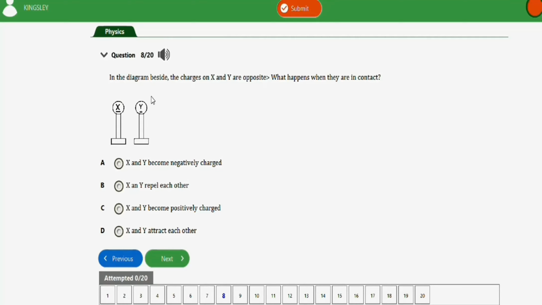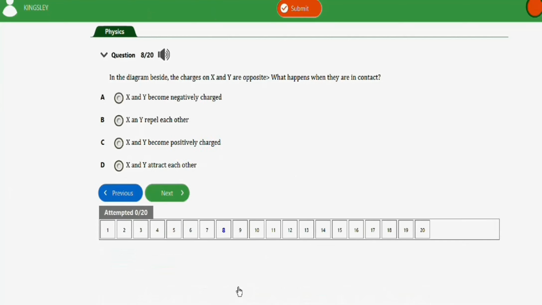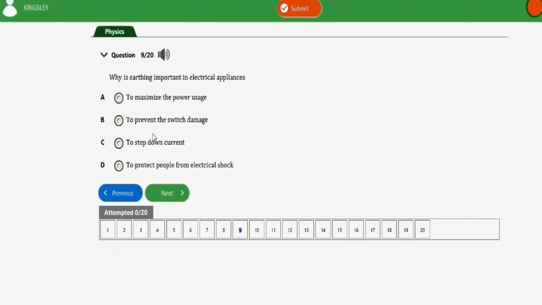Okay, the next question will be this question. So it says, why is earthing important in electrical appliances? So guys, this question is very, very important. Take note of it. Option A, to maximize the power usage; to prevent the switch damage; to step down current; to protect people from electrical shock. So the right option is option D, to protect people from electrical shock.